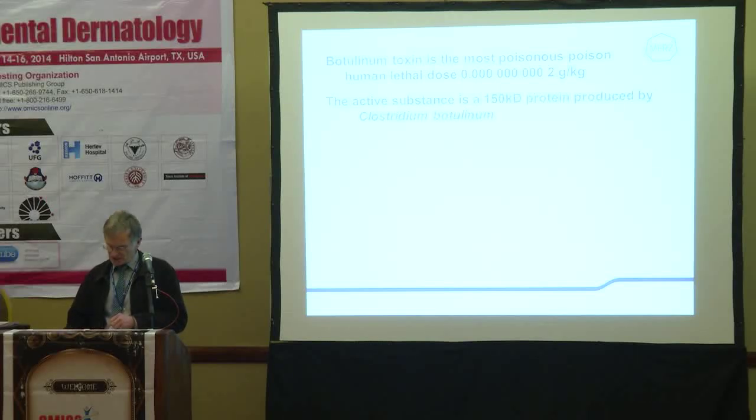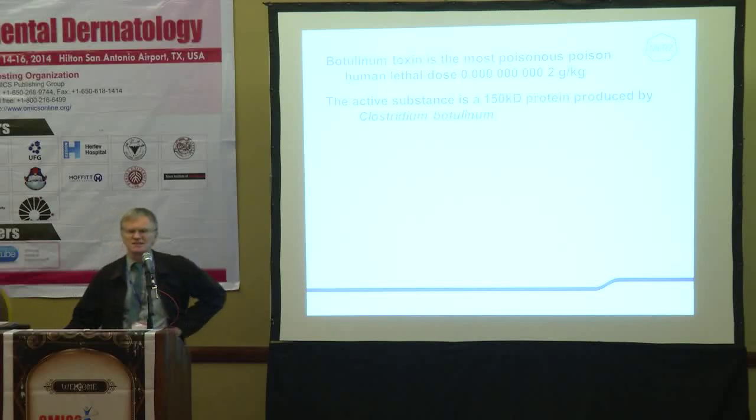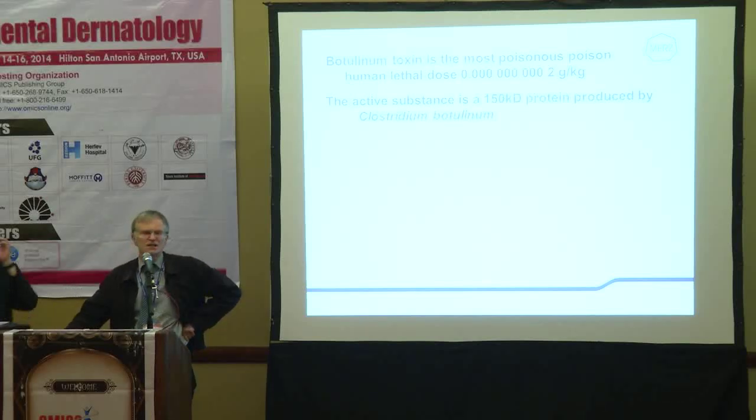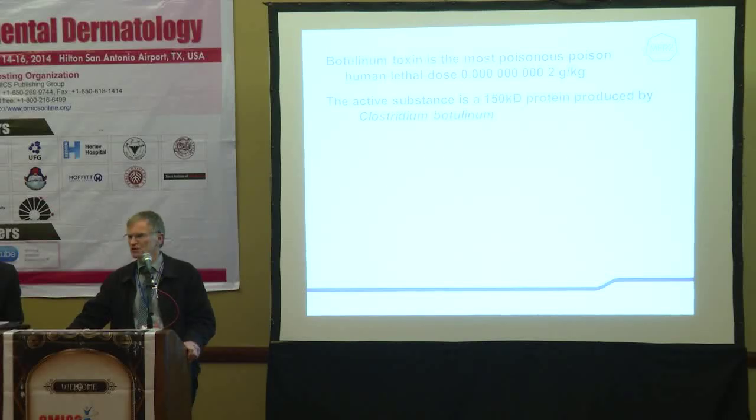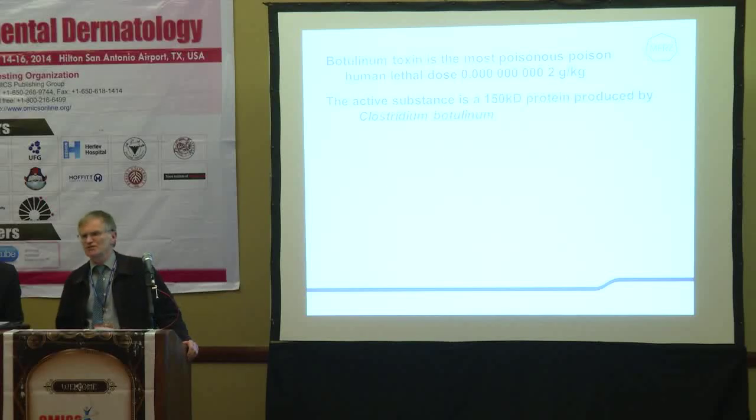Okay, what about the active substance? The active substance is a 150 kilodalton protein, which is produced by a bacterium called Clostridium botulinum, an anaerobically growing microorganism which can contaminate food. So these bacteria produce a food toxin.